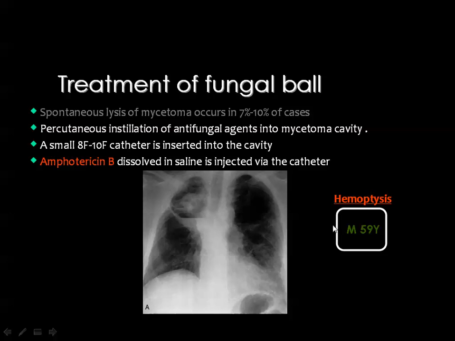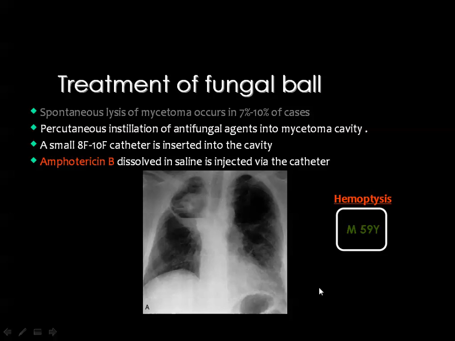Then you know that chronic lung cavities may develop inside the fungal ball, and the fungal ball, as you know, is known as mycetoma or aspergilloma, and this is a major cause of hemoptysis. Hemoptysis may be massive and may result in death of the patient.